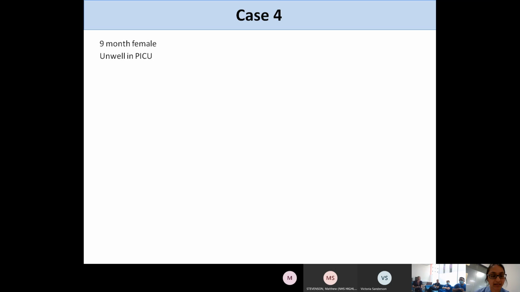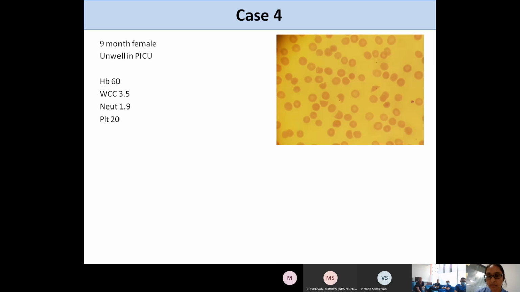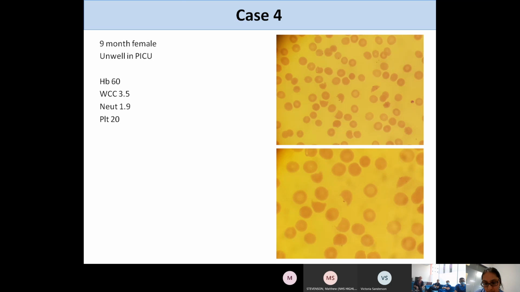So, case 4, this was a 9-month-old female whose clinical details were unwell in PICU. She had a hemoglobin of 60, white cells of 3.5, neutrophils of 1.9, and platelets of 20. And this was her blood film. So what we can see here are normal red cells, a few spherocytes, but then these things that look like red cells but have a very sharp edge. There's another one here, and you can see here it's got a very sharp, straight edge. And these are red cell fragments.